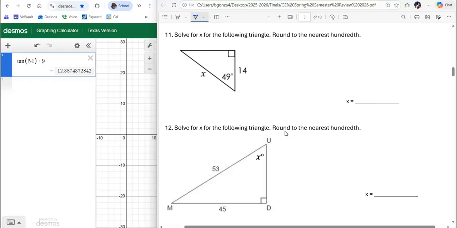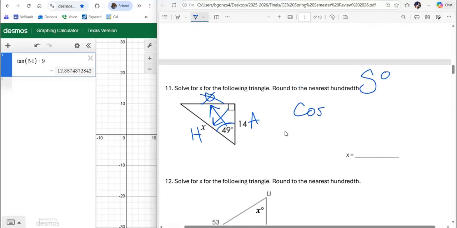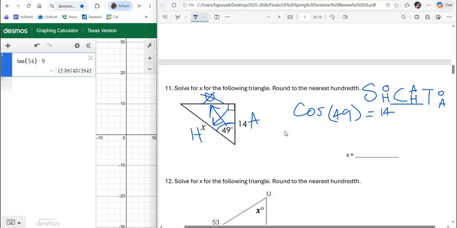All right, same thing. From the angle, we got O. Across from 90 is H. And we got A. Nothing on O, so AH is cosine, so SOHCAHTOA, right? Let's rewrite it. So cosine of 49 equals A over H, 14 over X.